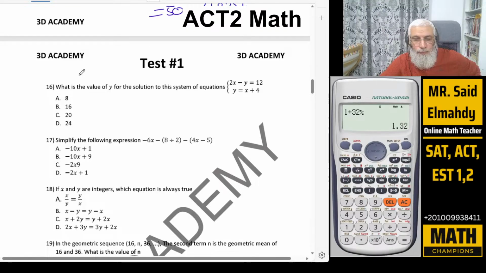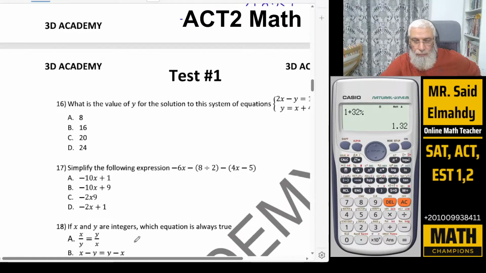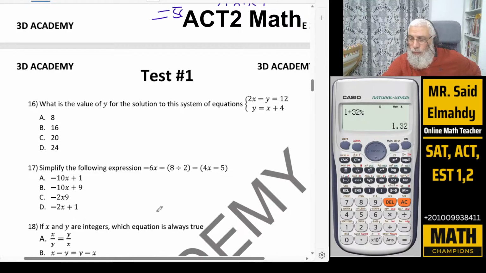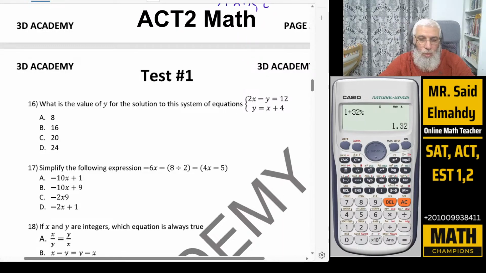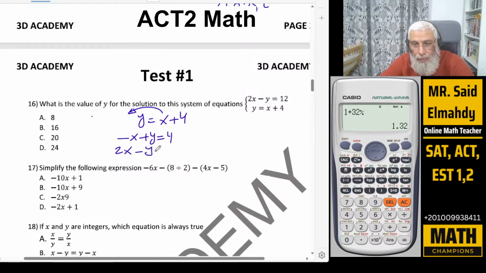Question number 16. What is the value of y for the solution to this system of equations? So first equation 2x minus y equals 12. The second equation we can rewrite so we can solve it using the calculator. Move x to the other side, so it is minus x plus y equals 4. And the first equation 2x minus y equals 12.